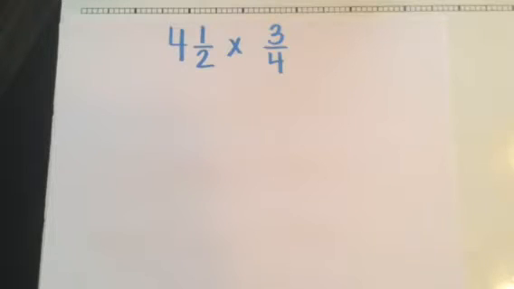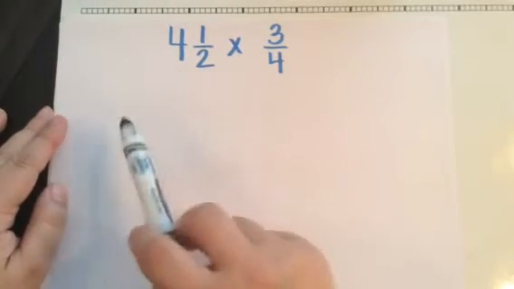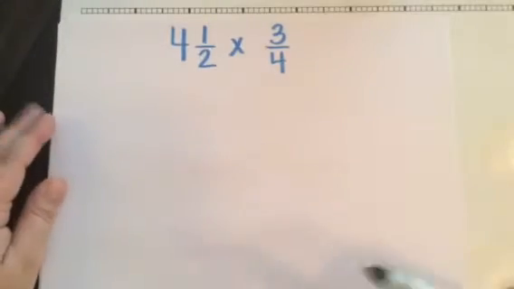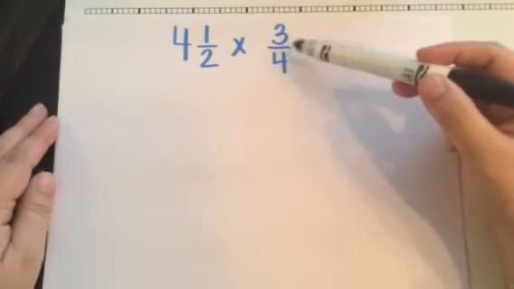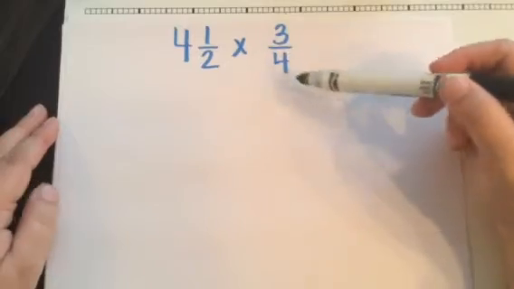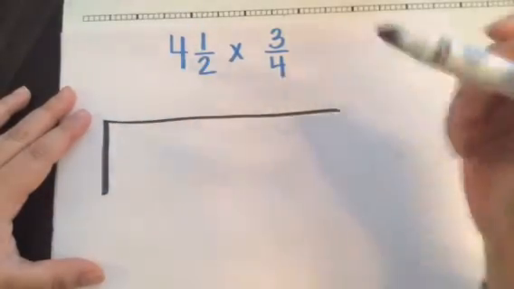So the first thing I'll do is think about the area model that I will set up. I know that 4 1/2 means that I have 4 wholes and 1/2 of another whole. So I will make a 5 by something array for my area model. And then 3/4, well, I know that is part of one whole. So I'll actually be making a 5 by 1 for my area model.